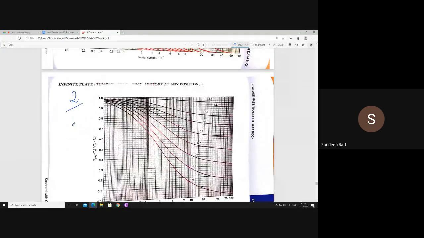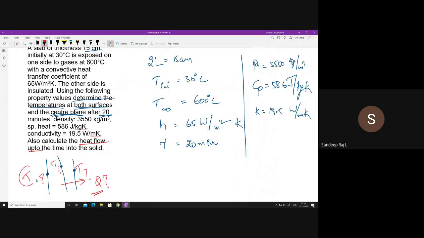The next one is temperature time history at any other position, at any other position meaning x. In the question, what he has asked is at other positions. These are the other positions. For this, you'll be using the second one. Let me write it here itself. For the mid plane, you have to use the first figure. For the heat flow, you have to use the third figure.